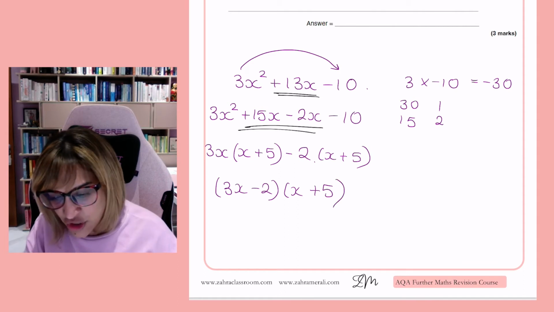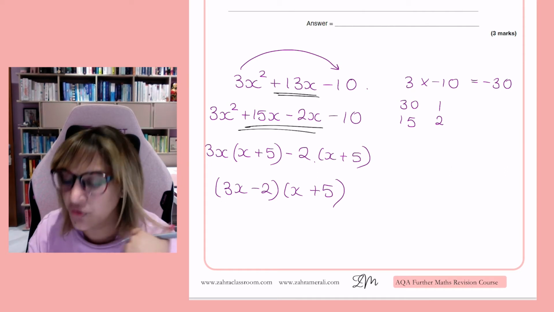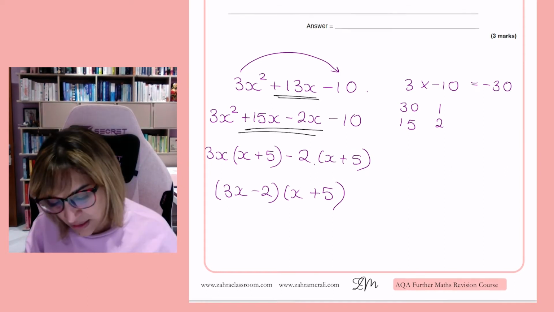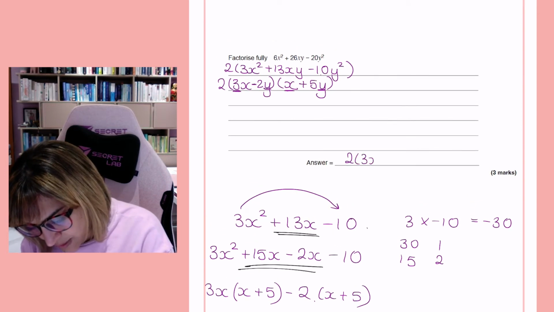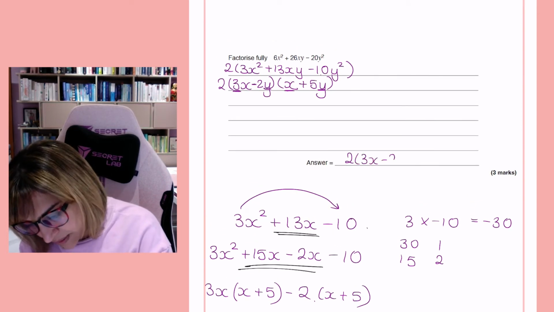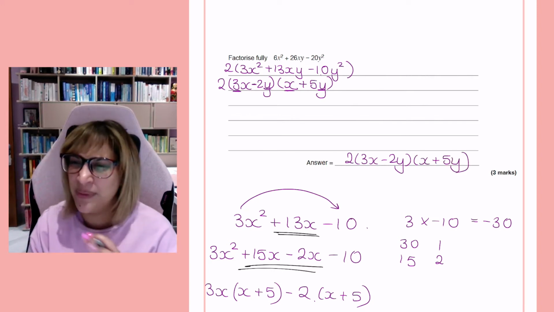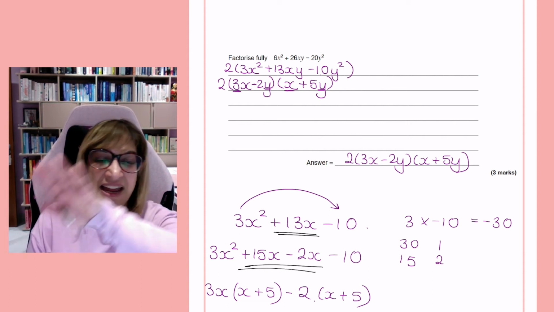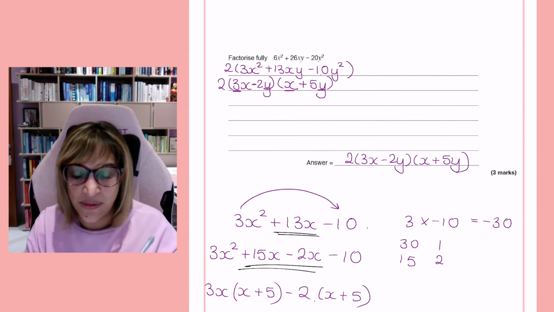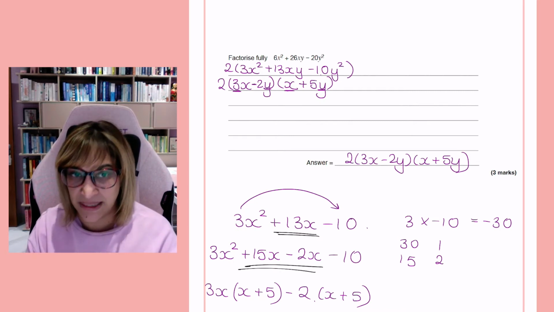And then what you can do is, with the numbers on their own, put the y back in. That's also a perfectly valid method. So my final answer, don't forget the 2 there, is 2 times 3x minus 2y, x plus 5y. I hope that makes sense and I haven't overcomplicated it. But if you find that difficult, get rid of one of the letters, so the one that's at the end, factorize and stick it back in again.